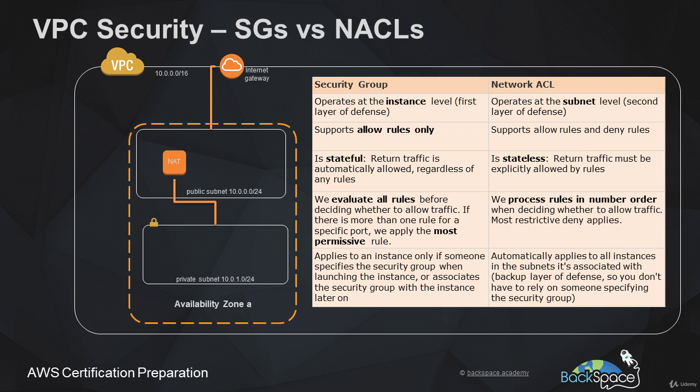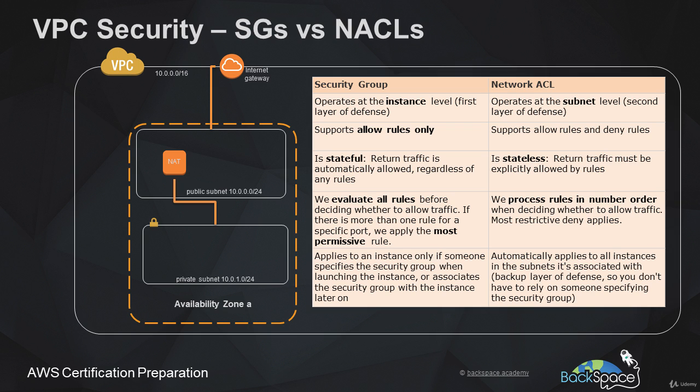We evaluate all the rules before deciding whether to allow traffic. It will go through and evaluate all those rules, and then make a decision to allow that traffic. If there is more than one rule for a specific port, it will apply the most permissive rule. This needs to be clear: we're talking about the most permissive, not the most restrictive. Because we're supporting allow rules, if something allows a lot, that will prevail over something that allows a little. So it is the most permissive, not the most restrictive rule.